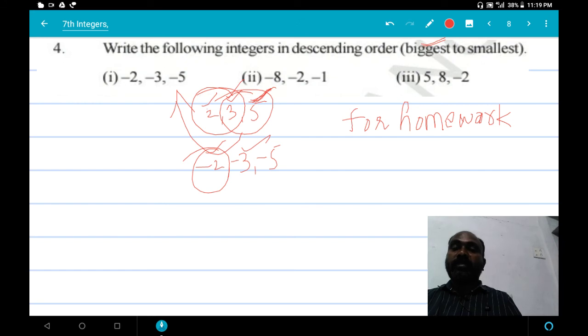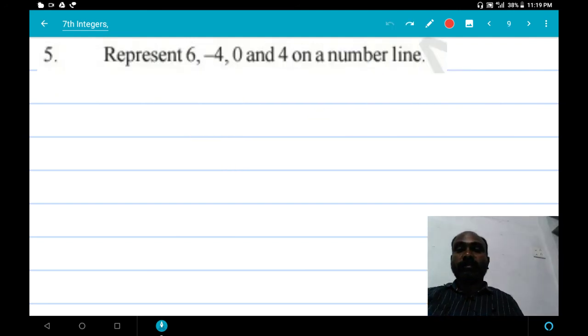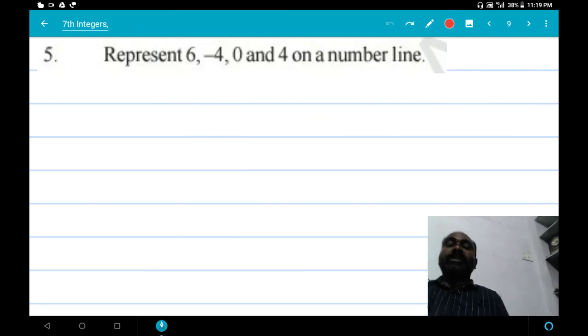So write this for homework. Represent 6, minus 4, 0 and 4 on a number line.